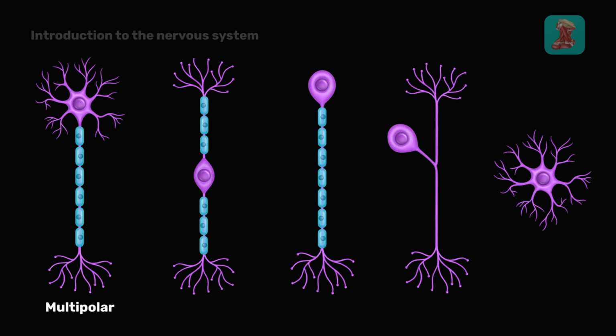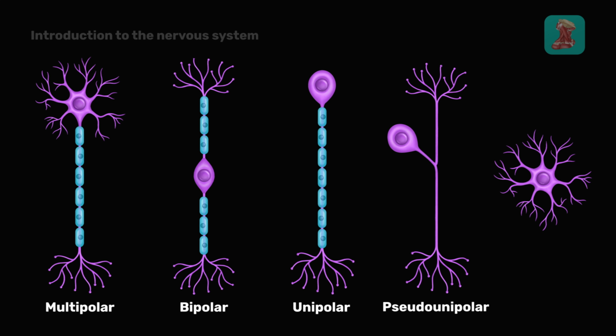Multipolar neurons have several dendrites and a single axon. Bipolar neurons have one large dendrite and one axon. Unipolar neurons contain only one process. According to many researchers, this type of neuron is only present during embryogenesis.